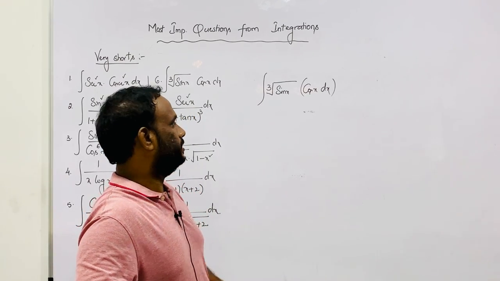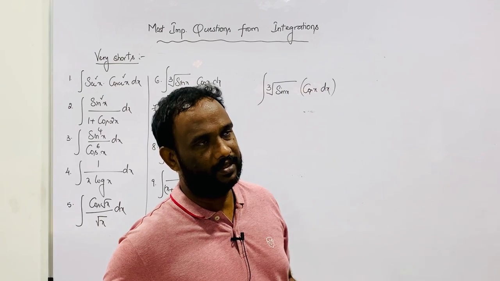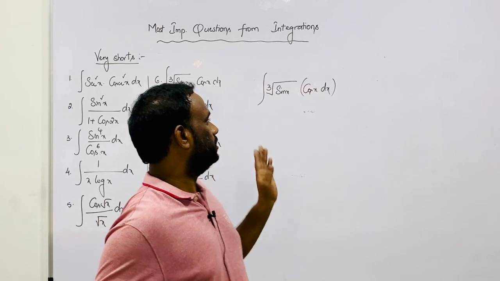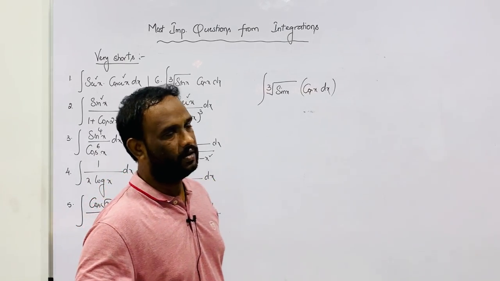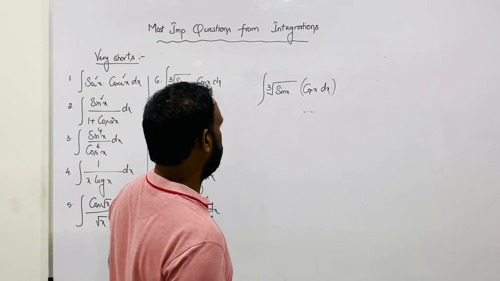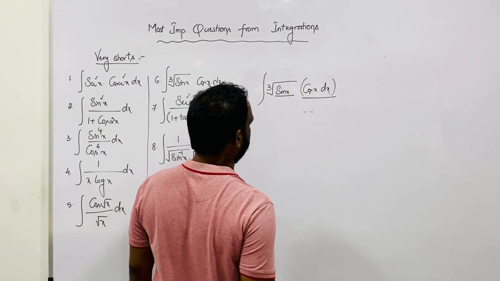Only in those cases we apply the substitution method. If that is not possible, if both the functions remain the same, then it is not advisable to take the substitution method. We solve the problem by other methods of integration. Here, if you consider sin x as t, this cos x will be removed as dt.